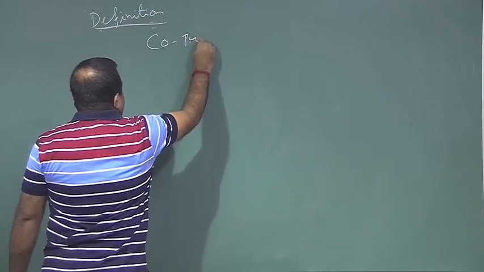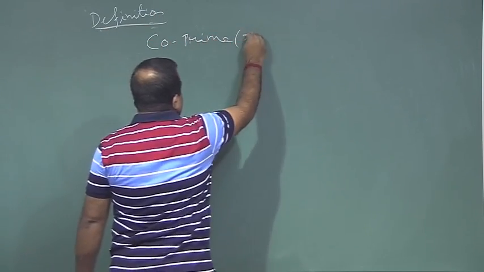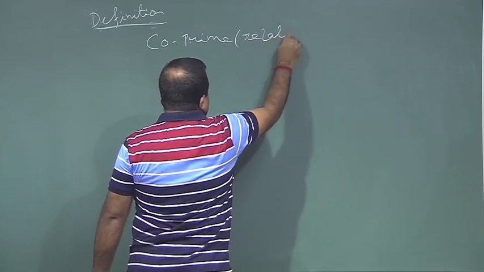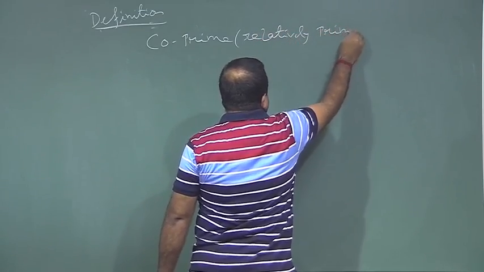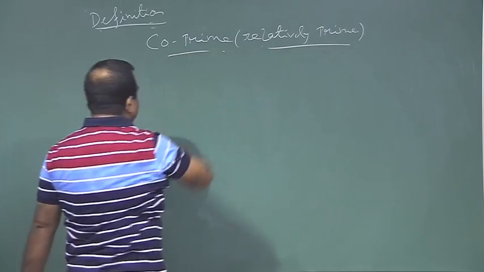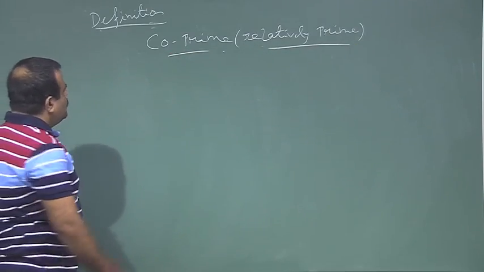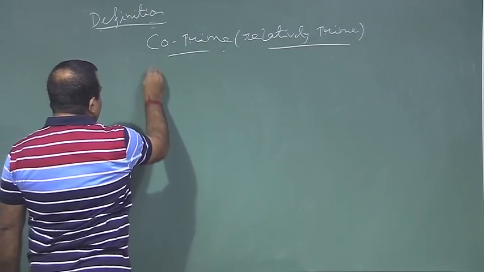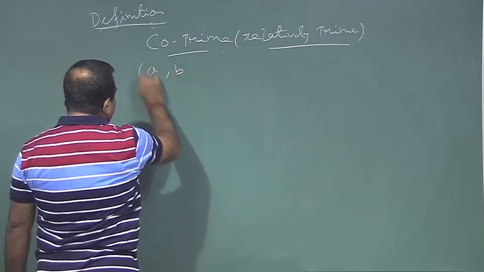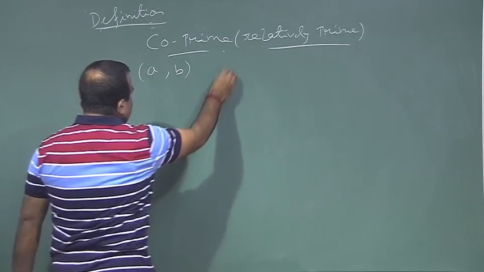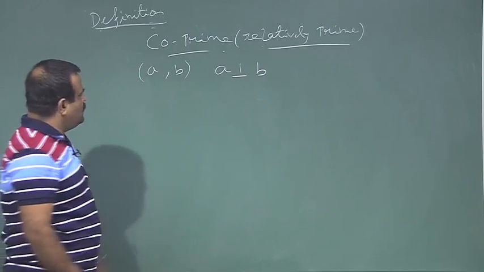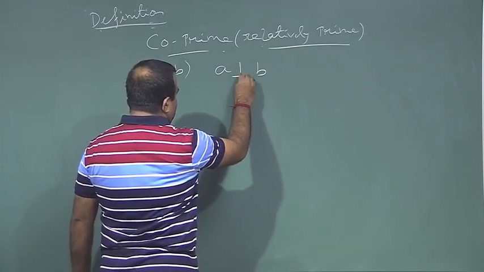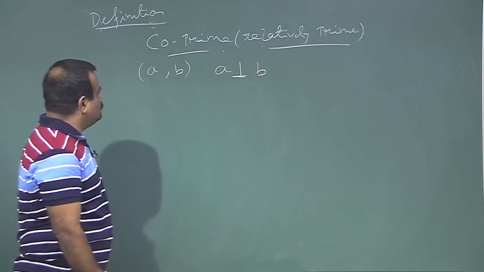Definition of co-prime or relatively prime. We say two elements A and B are co-prime, and we denote this by A co-prime to B. This is the notation we can use.